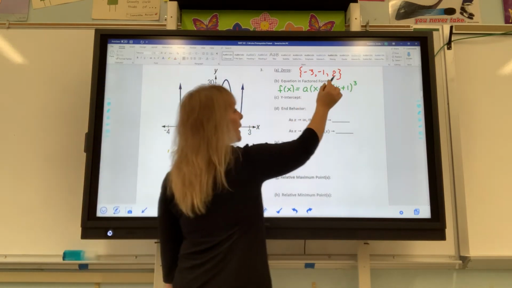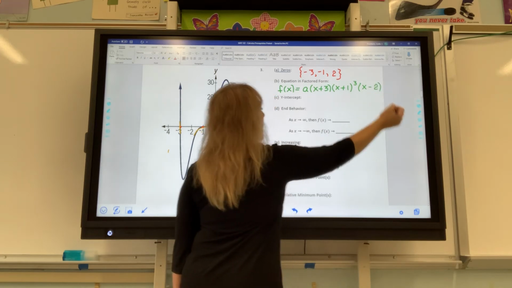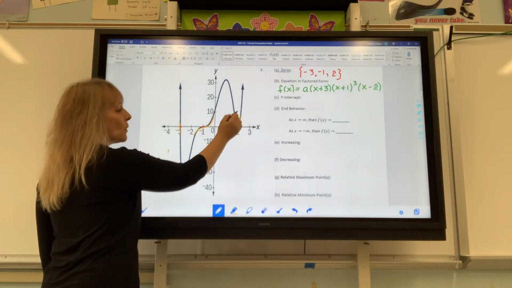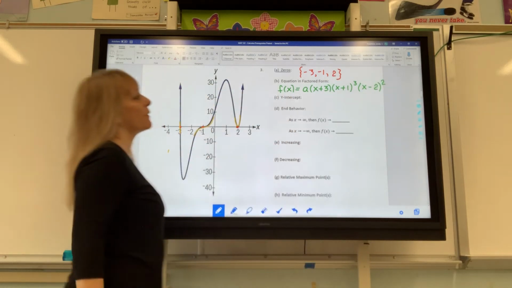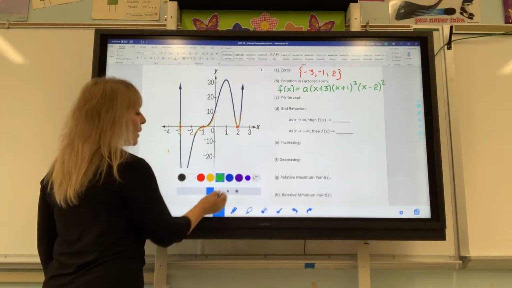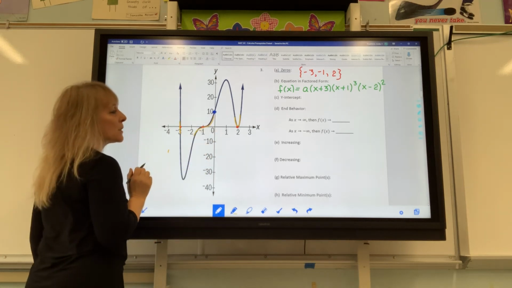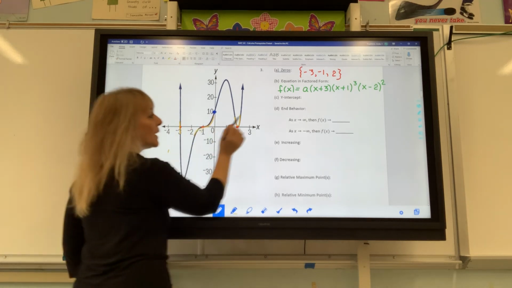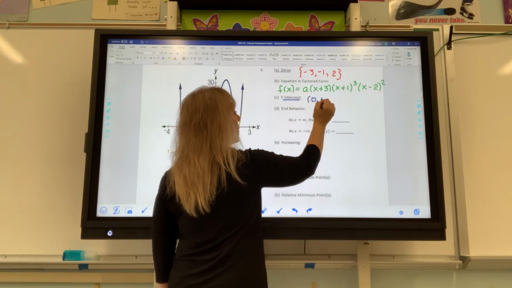Then you go to the last zero. If it's 2, the factor is x minus 2. But when you look at your graph, it bounces off, so therefore it's degree 2. And that's my factored form. And you just leave the a as is. When you are going to the y-intercept, you go to your graph and you find the location where it crosses the y-axis, but the word intercept means write it as a point. So that point is 0, 10.